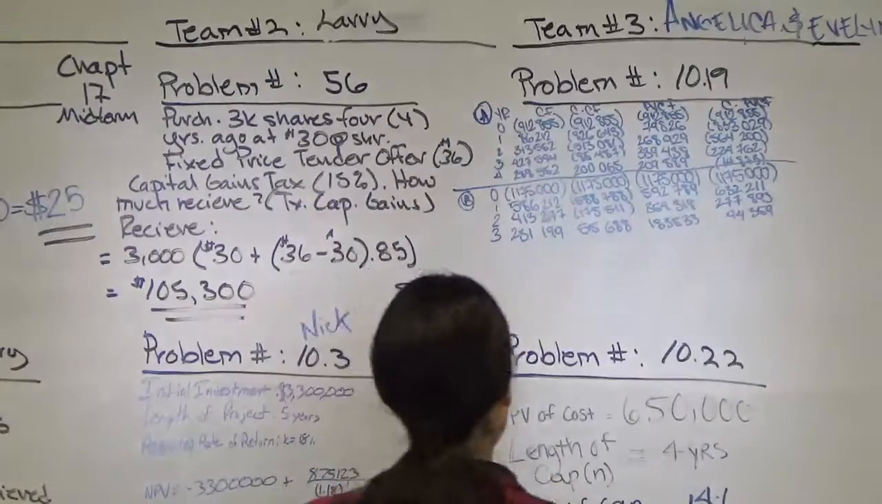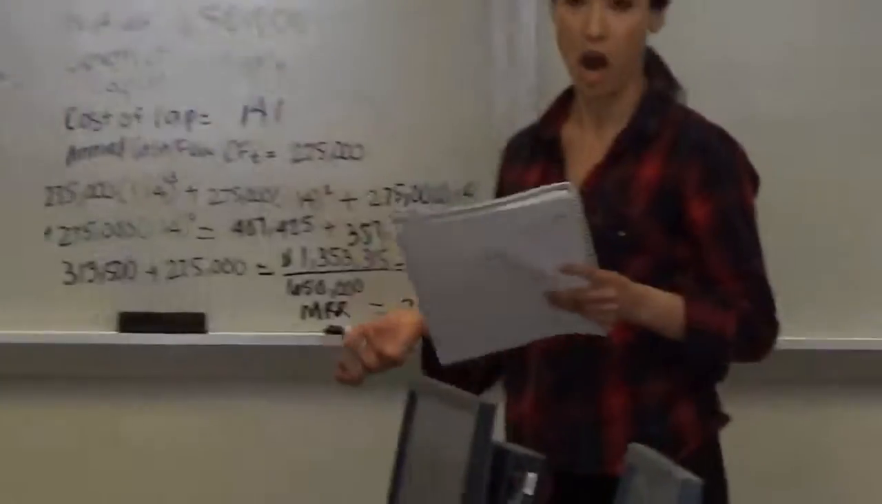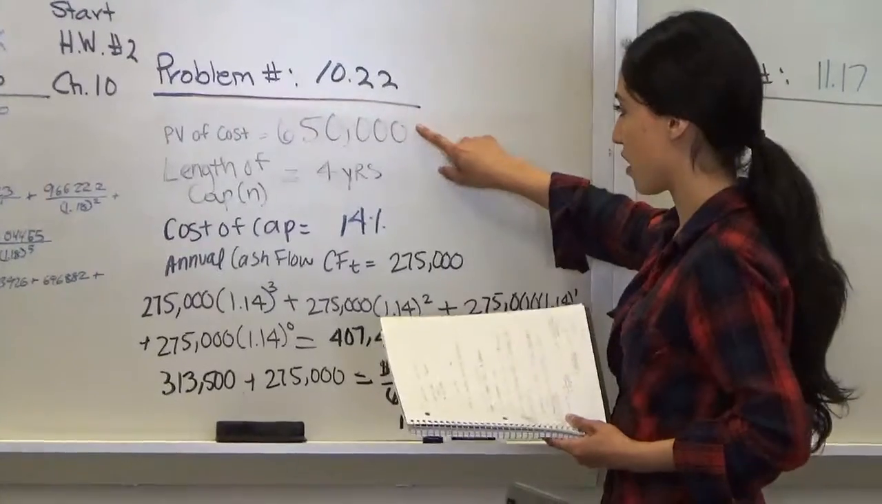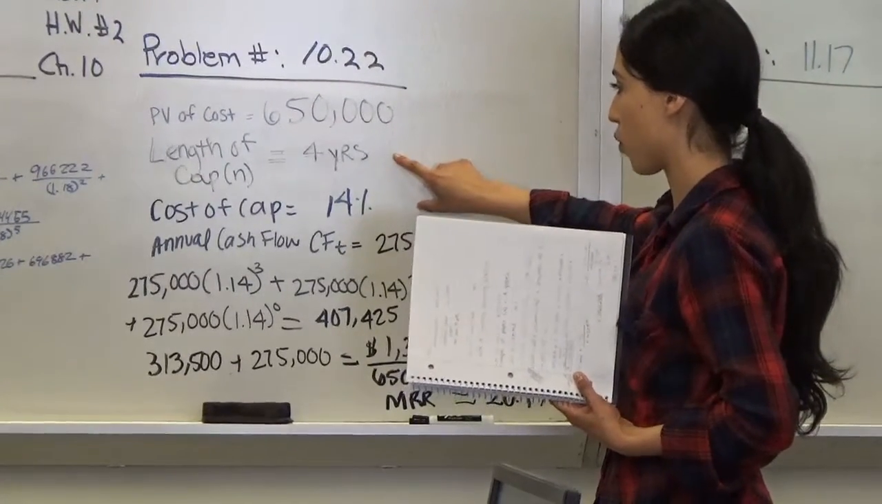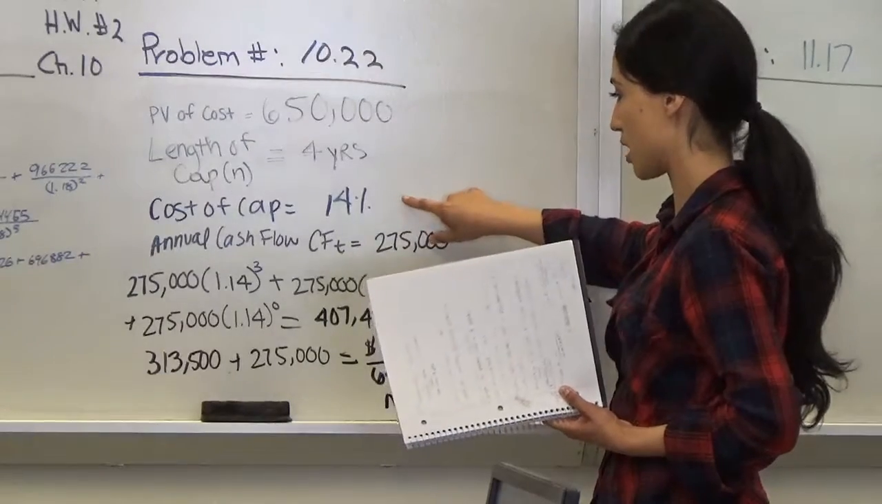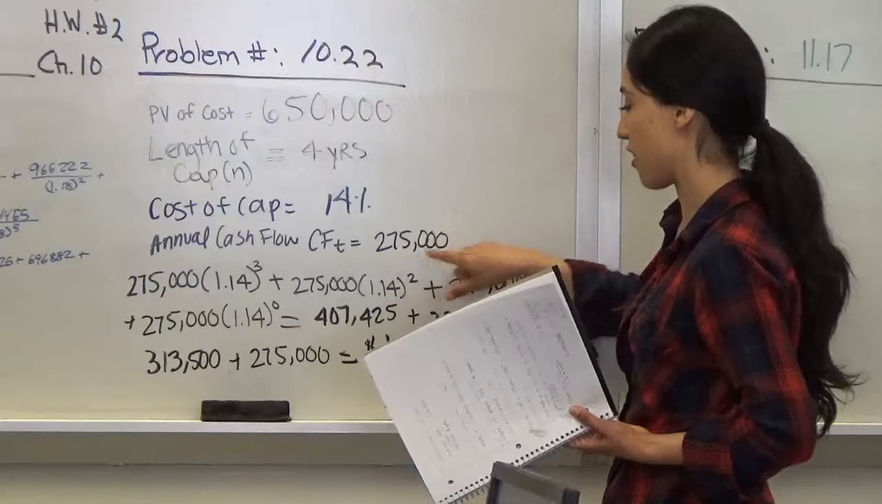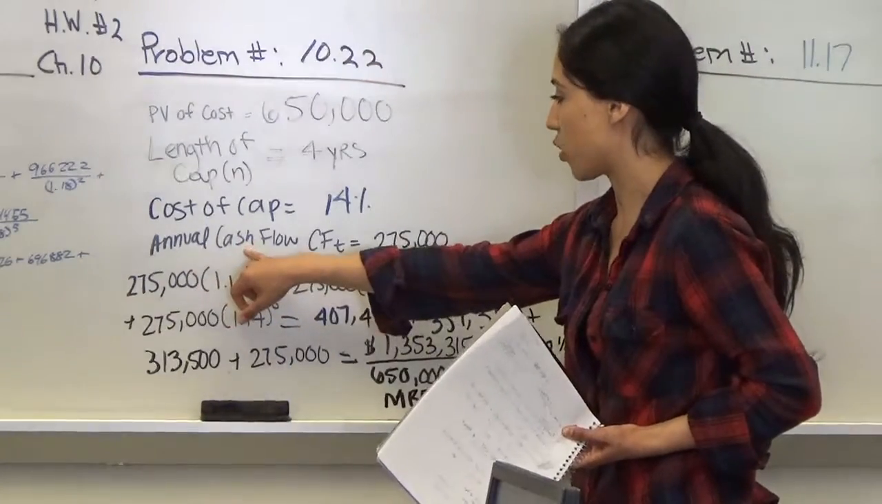I think problem 10.22, and it's a company that's trying to look for their MRR, which is the monthly recurring revenue. So basically, their PV of cost is 650,000, length of capital 4 years, cost of capital 14%, annual cash flow 275,000. So we're going to put this into the equation by using the annual cash flow.